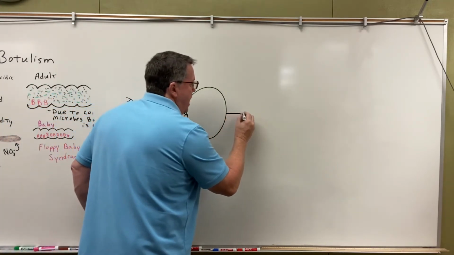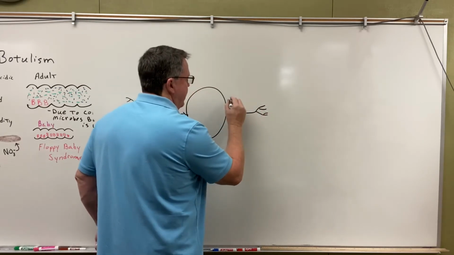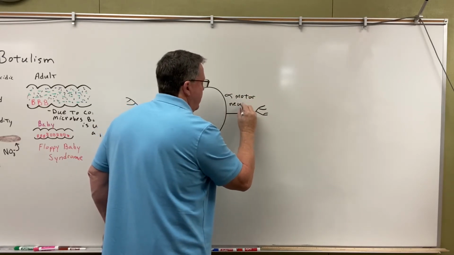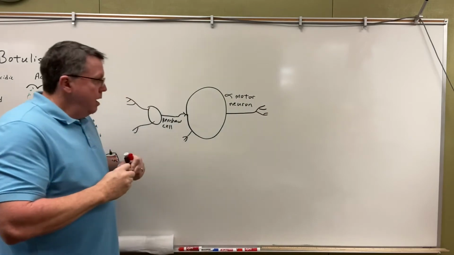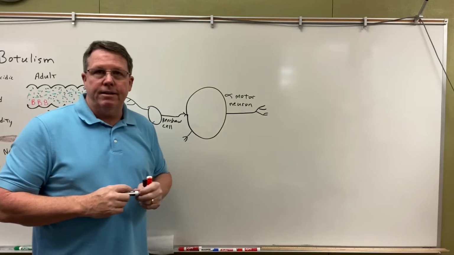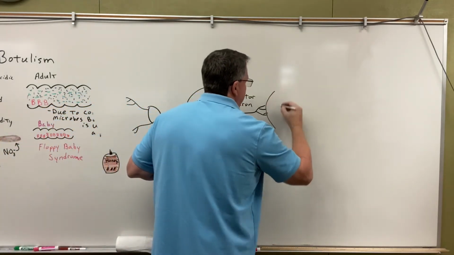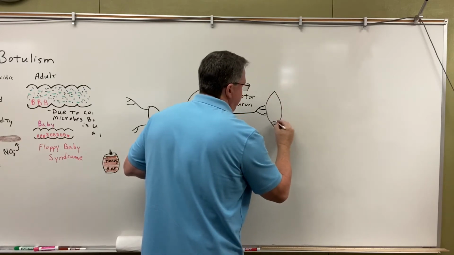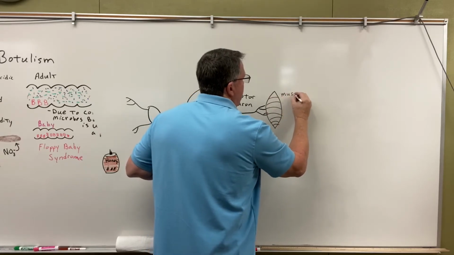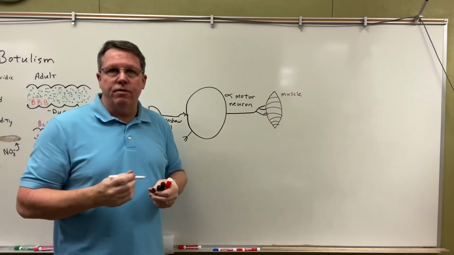Well, now I'm going to draw my alpha motor neuron. And here are my axons. So this is an alpha motor neuron, and when it fires, it makes the muscles contract. Now I'm going to draw my muscle here. If you haven't seen the tetanus video, normally when this is contracting, this will inhibit it, so your muscles can relax after you've contracted them.